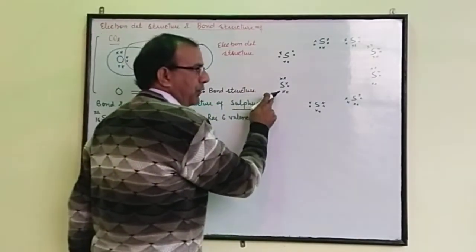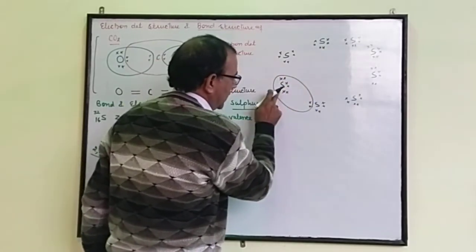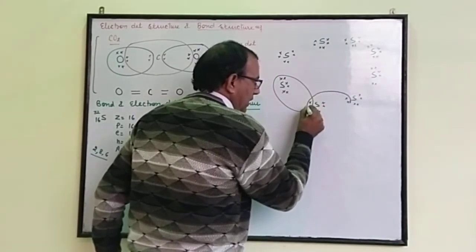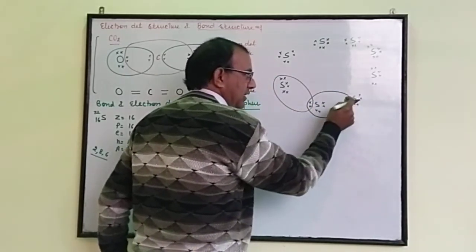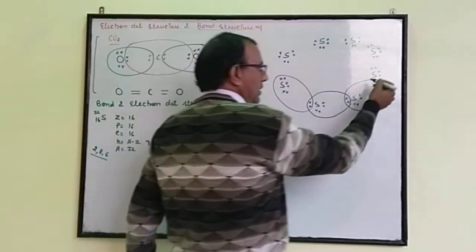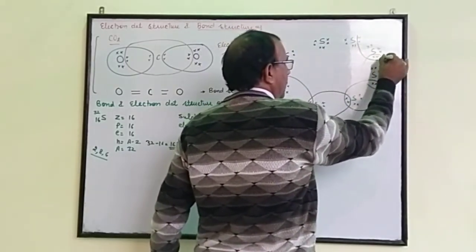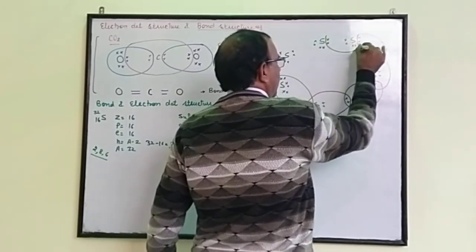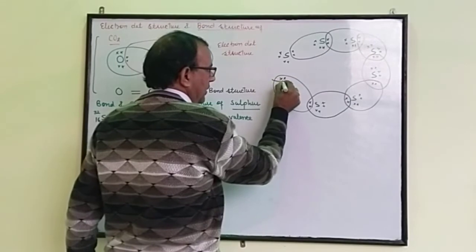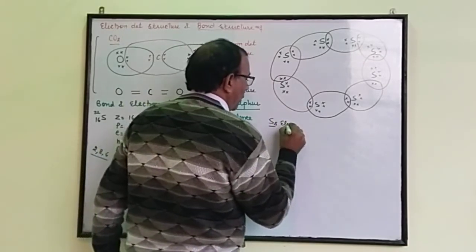To satisfy itself, each sulfur shares 2 electrons with the next sulfur atom, and in this circle there are 8 electrons. This sulfur has 6 of its own and takes 2 from the next, so it has 8. Similarly, this one has 6 and shares 2 with the next. It shares 2 electrons with this sulfur, and that one with the next, and so on; the last one, which contains 6 electrons, shares in the same way. So this is the electron dot structure of the S8 molecule.